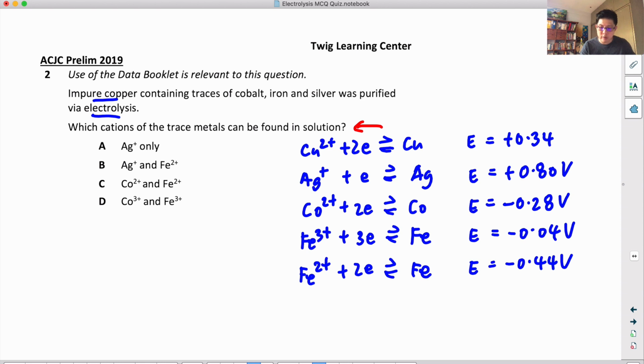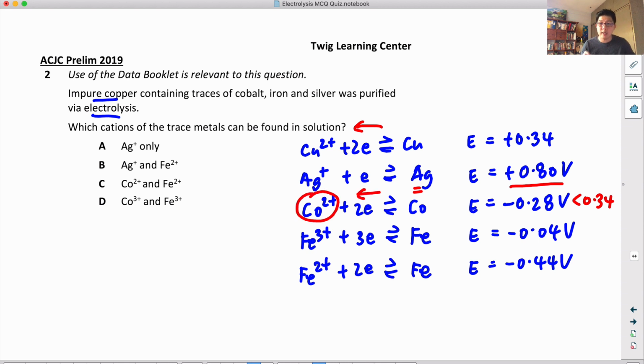So actually nothing will happen to the silver, because this value is greater, so silver is less likely to be oxidized. It will not be oxidized. It remains as silver metal. But cobalt, definitely, since this value is lesser than 0.34, will also be oxidized. So you get cobalt 2+.